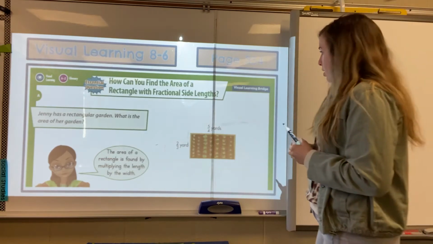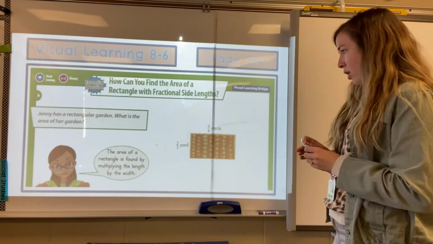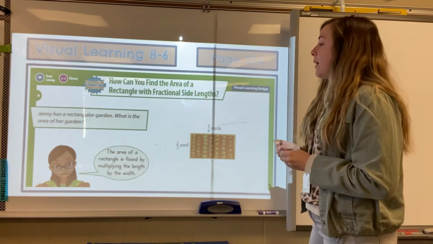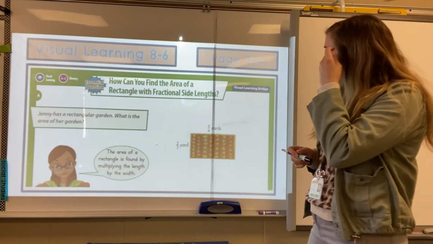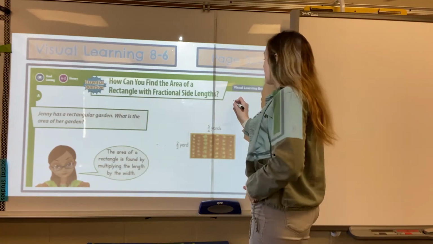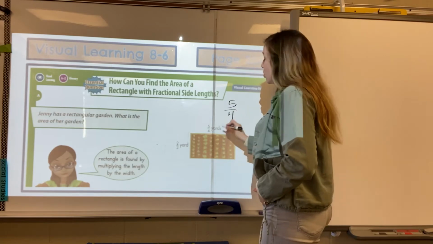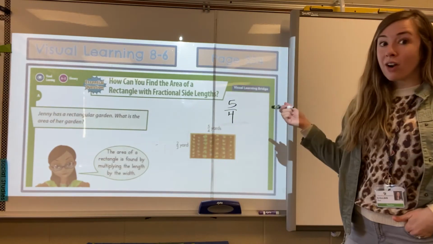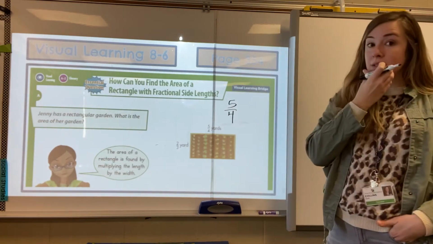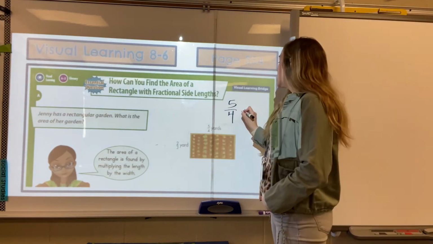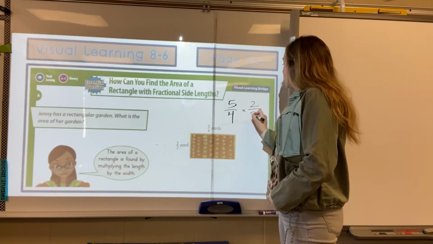Jenny has a rectangular garden. What is the area of her garden? The area of a rectangle is found by multiplying the length by the width. So we need to take our 5/4, which you'll notice that's 1 and 1/4, but they already have it as an improper fraction, which is good for multiplying straight across, times our 2/3.